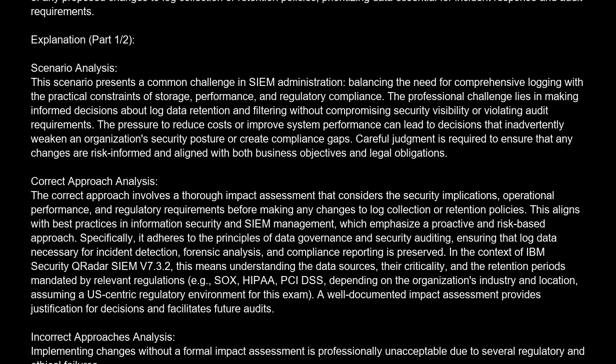Correct approach analysis. The correct approach involves a thorough impact assessment that considers the security implications, operational performance, and regulatory requirements before making any changes to log collection or retention policies.